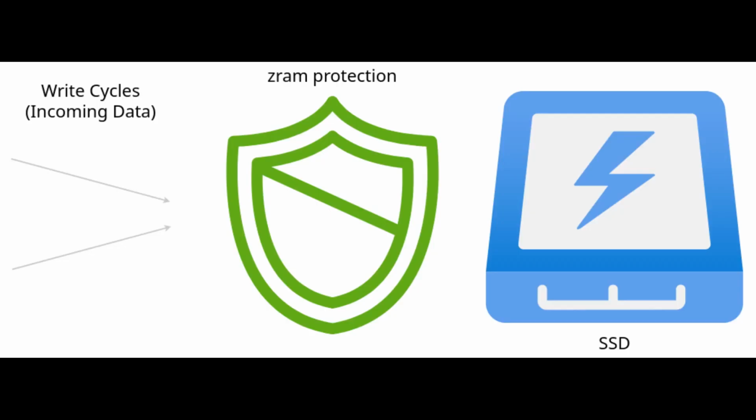zram extends your drive's lifespan. Solid-state drives have a limited number of write cycles before they degrade. Because zram catches and compresses swap data directly in your system memory, it acts as a protective shield, drastically reducing the volume of temporary data ever written to your physical drive. Less disk writing means less hardware wear and tear, keeping your SSD healthy for years longer.